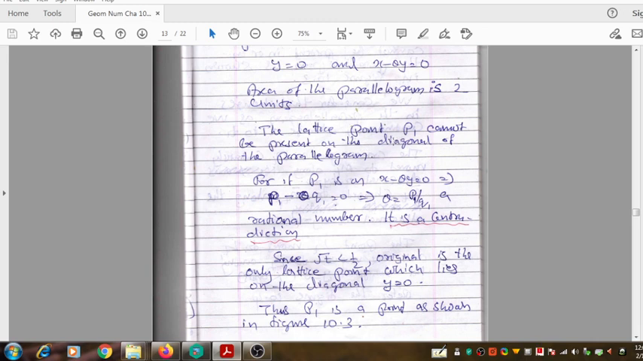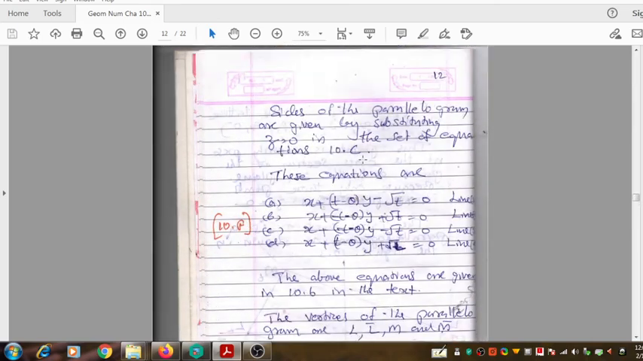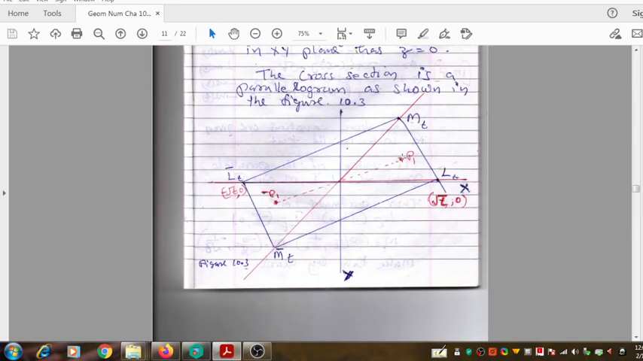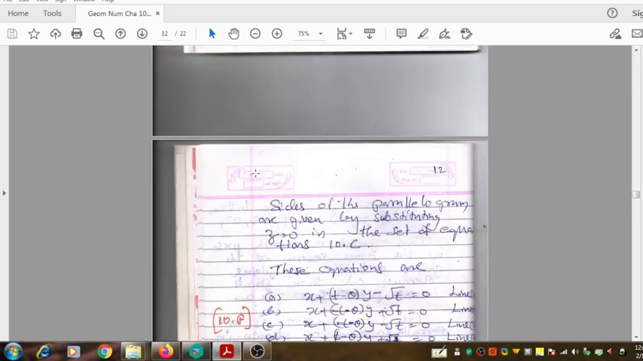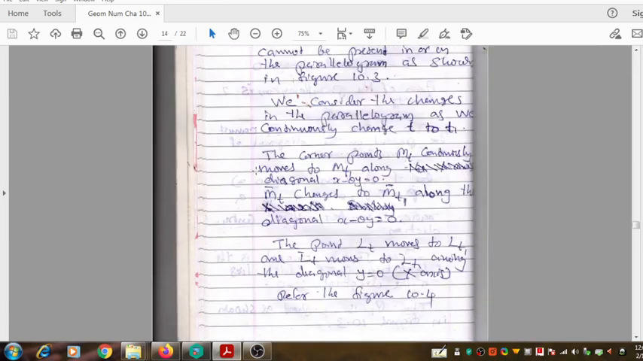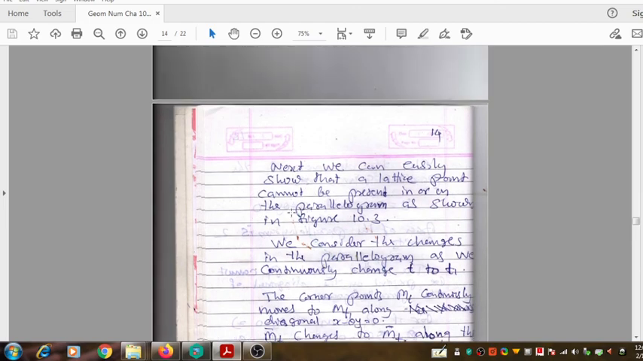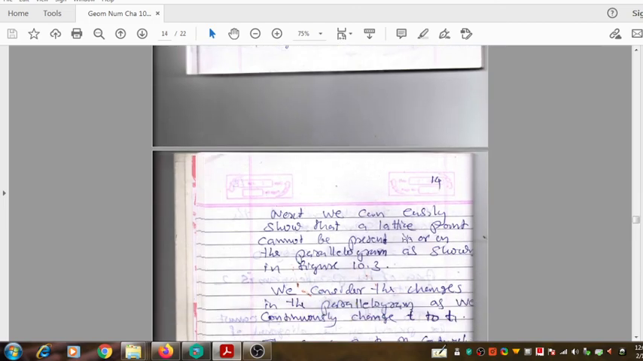The lattice point P1 cannot be present on the diagonal of the parallelogram. Now, next point that we are focusing on is the lattice point. We have seen that there exist 2 lattice points. First point is P1 and then its opposite point minus P1, and here additionally we have to say that these lattice points cannot exist on the diagonals.